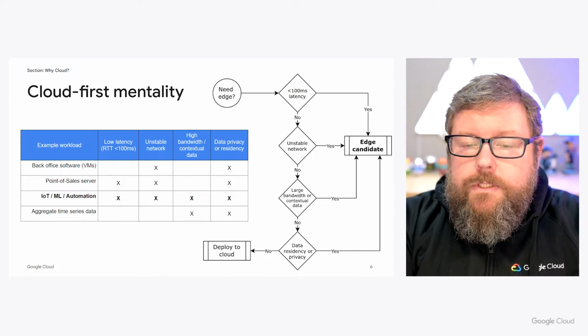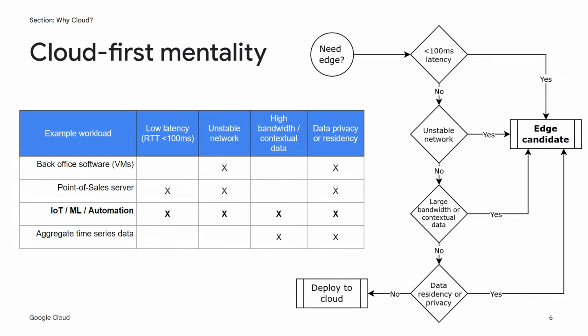With that being said, we still want to take a cloud-first mentality. Having something at the local edge doesn't mean that you have unlimited space and unlimited capacity. It's expensive to continue to keep vertically scaling, so we need to leverage the cloud where possible. In order to do that, we come up with a good common flowchart.